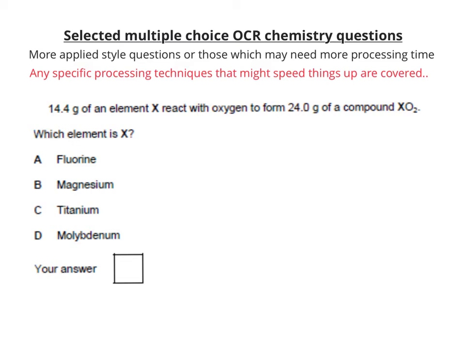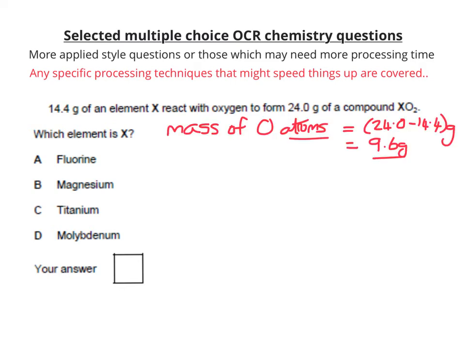Okay, now this is a very, very common type of question where it's quite deductive. What you've got to do is just read very carefully what the first sentence says. 14.4 grams of an element reacts with oxygen to form 24.0 grams of a compound XO2. So what you want is the mass of oxygen atoms. That gives us 9.6 grams.